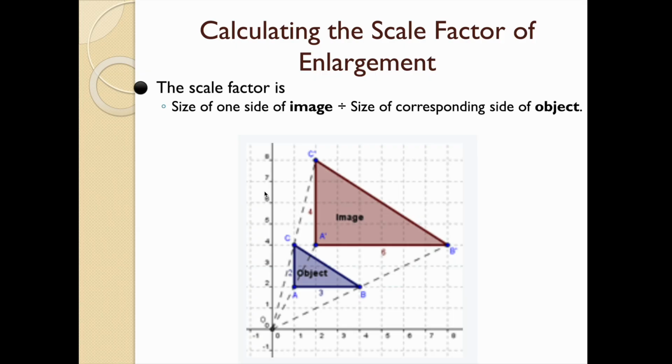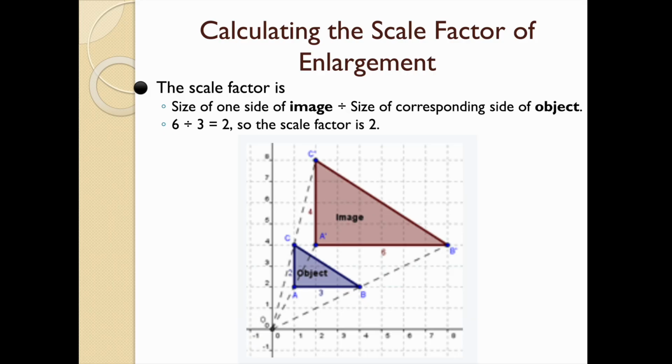Okay? So the size of one side of the image divided by the size of the corresponding side of the object. So we had here from here to here, it's 6. So the image is 6. That's the size of one side. And then the size of the object is 3. So 6 divided by 3 gives us 2. Okay? So that's a scale factor of enlargement.